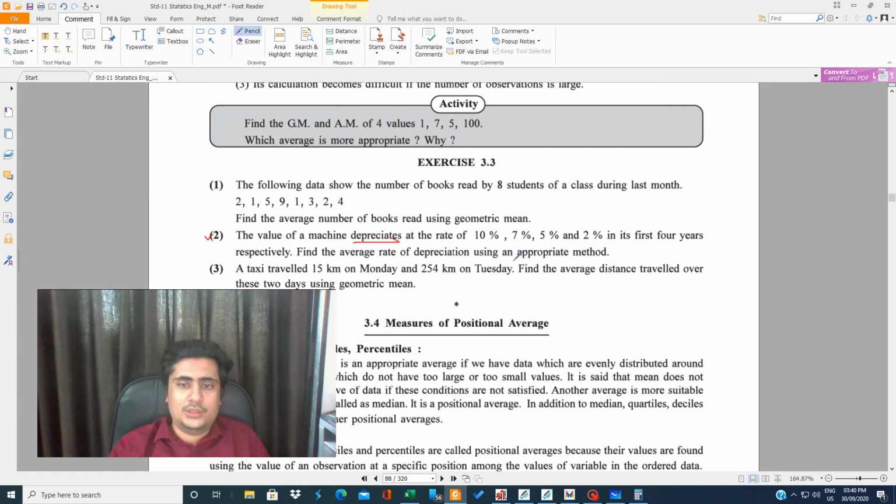Again, I told you that there is a question about the appropriate method. You are not asked for the geometric mean, but you have to understand that in a question in which every year's data, increment or decrement, is given, see, this is not an increment, this is a decrement, you can apply your geometric mean on both methods. Yearly increment or yearly decrement. So it is yearly decrement.